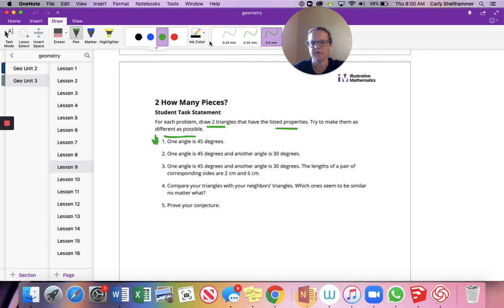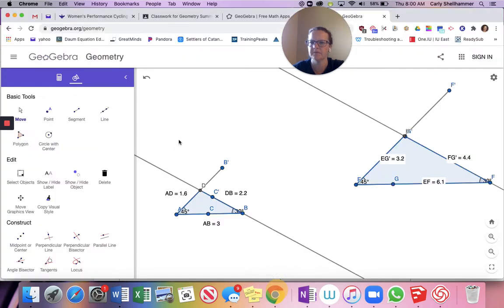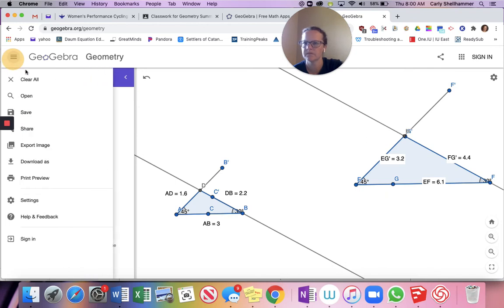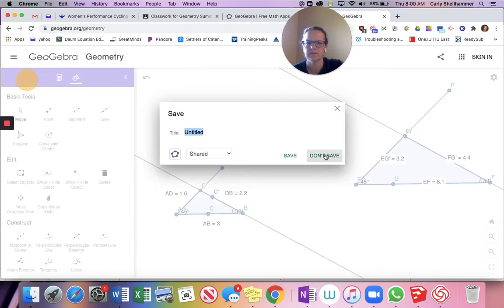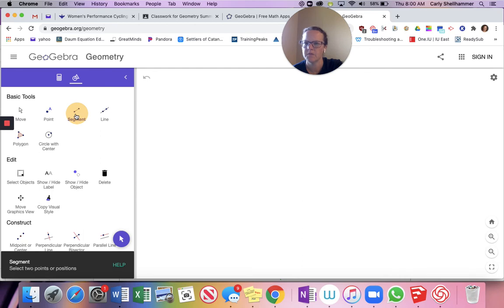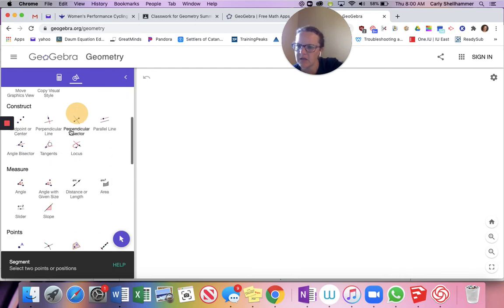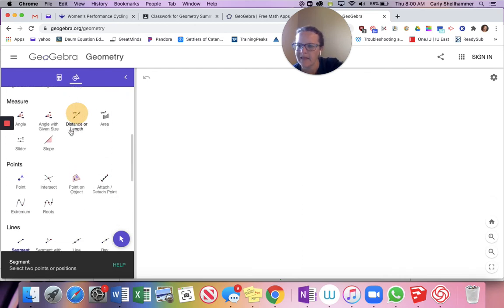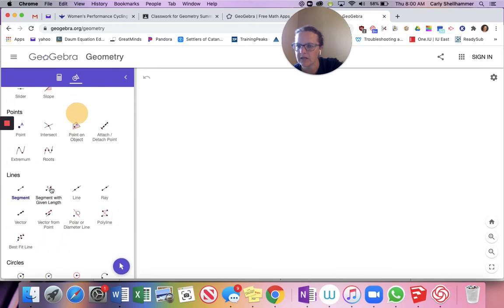So what we want to prove here is one angle is 45, the other is 30. We still got similar triangles. One angle is 45, the other is 30, and the lengths of a pair of corresponding sides are 2 and 6. Okay, let's try that one, and then we'll move on. Oh, I can actually do a segment of a certain length. I know because I did it earlier. There we go.